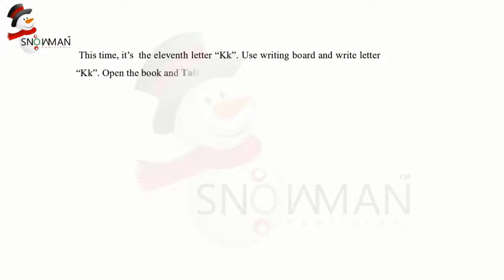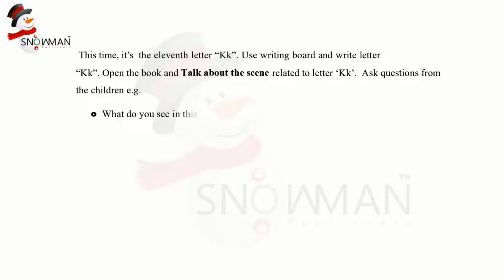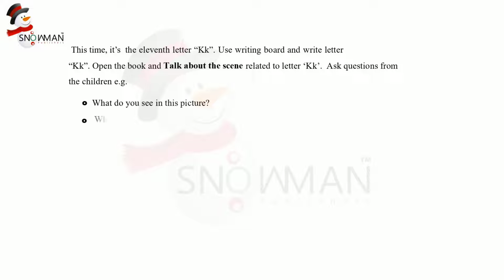Open the book and talk about the scene related to letter K. Ask questions from the children. For example, what do you see in this picture? What is happening in this picture? Ask them to identify the objects that start with the sound K.